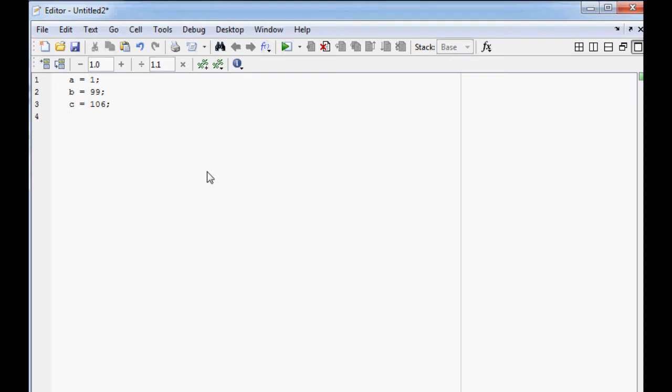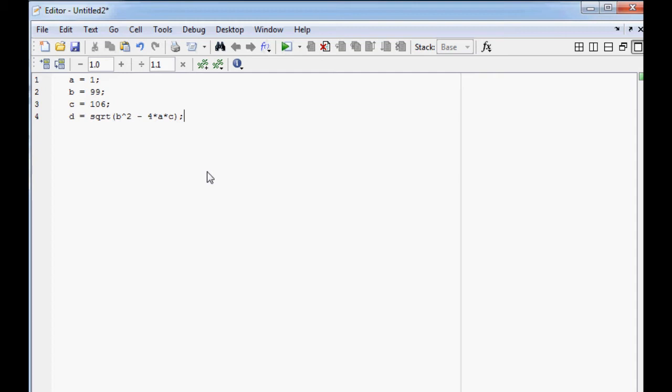Remember from the last lesson that the expression a equals 1 without a semicolon will output a equals 1. Since we already know the value of a, however, this is of little interest to us, and thus the outputs for a equals 1, b equals 99, c equals 106 can all be suppressed. Now we can evaluate the square root portion of the expression. Type d equals sqrt, open parentheses, b caret 2, minus 4 star a star c, close parentheses, semicolon. This is the MATLAB translation of the square root of b squared minus 4 times a times c.